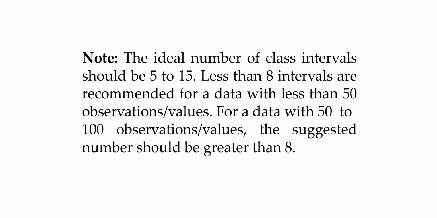Values, if your respondents, research subjects, or observations are fewer than 50, your interval should be less than 8. That means only 8 categories, 8 groups. Okay? So, if your respondents or research subjects or scores are 50 and above, then the suggested number should be 8 or higher than 8, for the grouping. So remember that, guys, we will apply it later on.